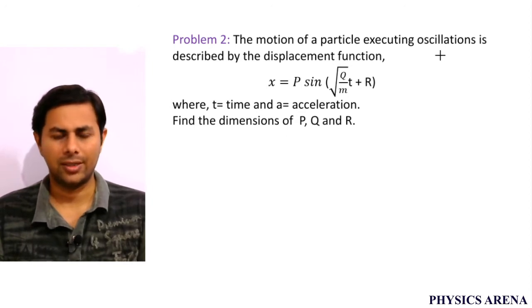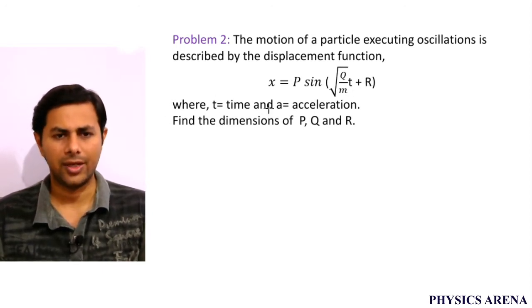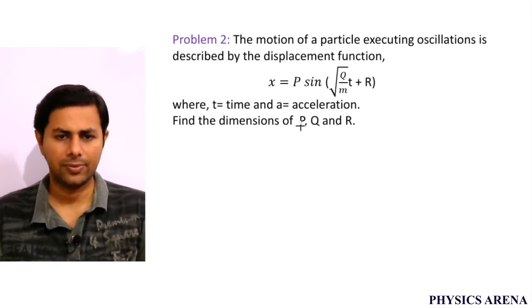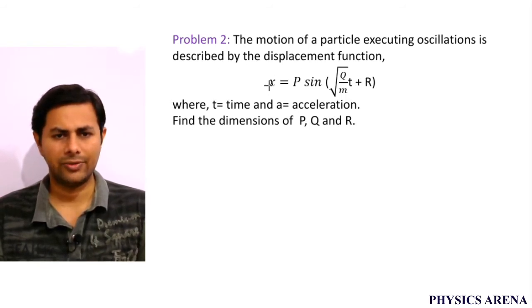The motion of a particle executing oscillations is described by the displacement function x equals p times sine of the bracket square root of q by m times t plus r, where t is time and a is acceleration. Find the dimensions of p, q and r. In this question we are given this displacement function. x is the displacement of a particle which is oscillating, and we are asked to find the dimensions of p, q and r.